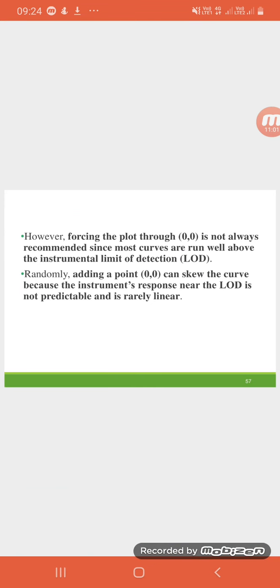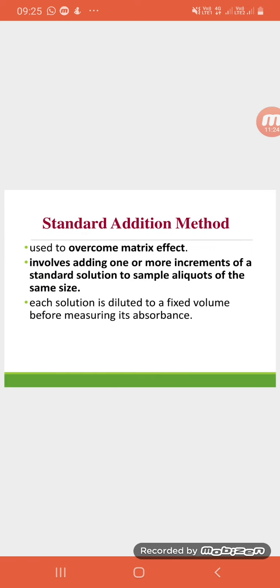Okay, this is the assumption, but this technique must be used with care. However, forcing the plot through 0, 0 is not always recommended, since most curves are run well above the instrumental limit of detection. So arbitrarily adding a point 0, 0 can skew the curve because the instrument's response near the limit of detection is not predictable and rarely linear.